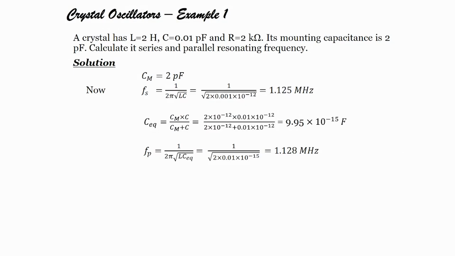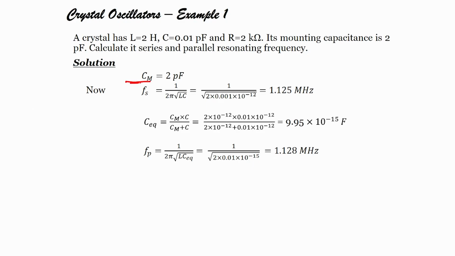Since we understand the equation for Fs, the equation for C equivalent, and the equation for Fp, let us try to solve a problem. A crystal has inductor L equal to 2 Henry, C equal to 0.01 picofarad, R equal to 2 kilo ohm, and its mounting capacitance is 2 picofarad. Calculate the series and parallel resonant frequencies. Easy question, and the solution is also very easy.